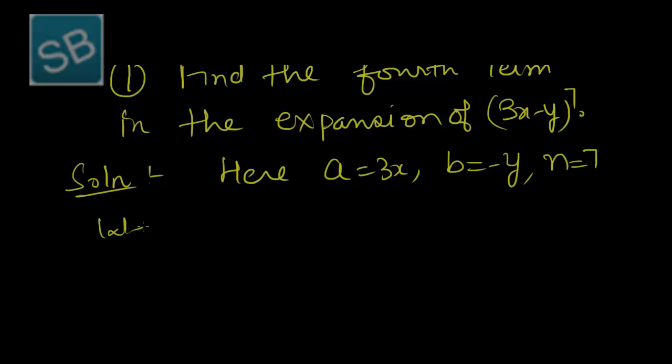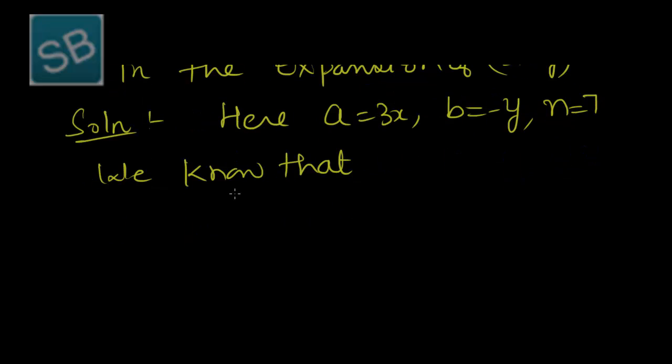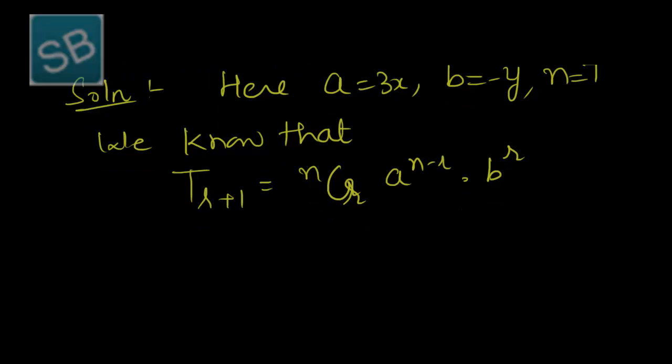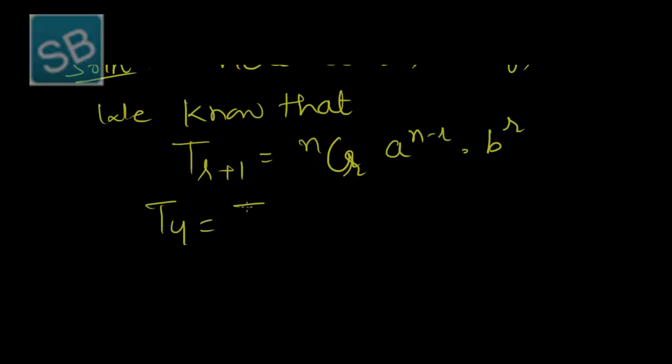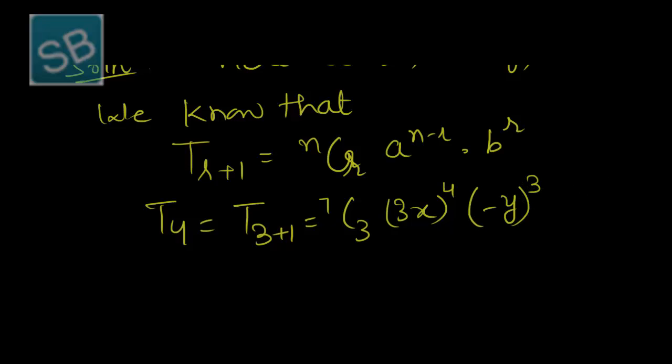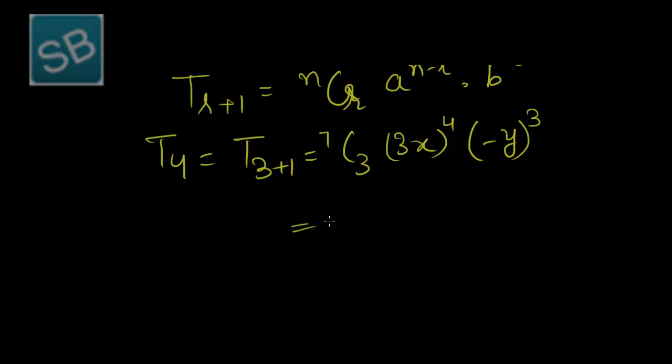And we know that T of r plus 1 is nCr, a raised to power n minus r, b raised to power r. So we have to find T4. T4 means T3 plus 1. So r is 3 and n is 7. So we'll write 7C3, (3x) raised to power 7 minus 3 is 4, b is minus y, r is 3. So (minus y) raised to power 3 is minus y cube.